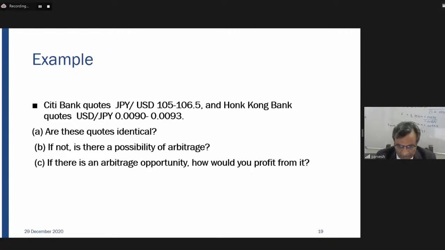Okay, so just look at this question and tell me, number one, are these quotes identical? If not, is there any possibility of arbitrage? If there is an arbitrage opportunity, how would you profit from it? Okay, so this is the question which is coming.